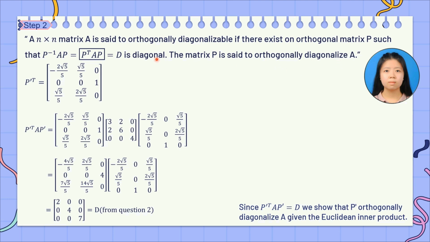So now we substitute P prime transpose, A and P prime into the equation and calculate. We get the matrix 2, 0, 0, 0, 4, 0, 0, 0, 7, which is the same as the diagonal matrix that we got from our question 2. Therefore, we can conclude that since P prime transpose times A times P prime equals D, we show that P prime orthogonally diagonalizes A given the Euclidean inner products.